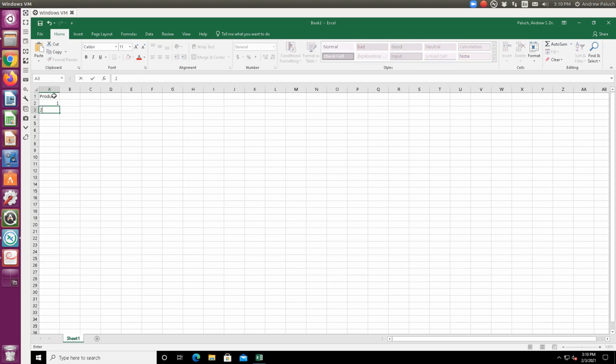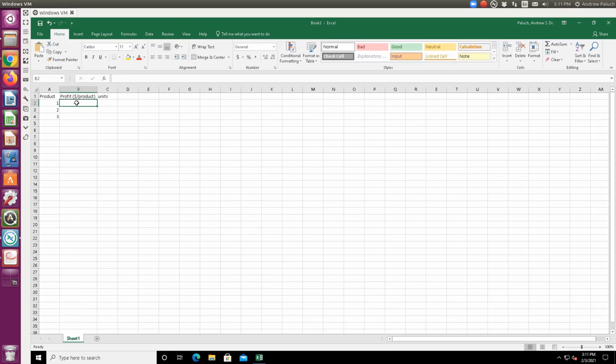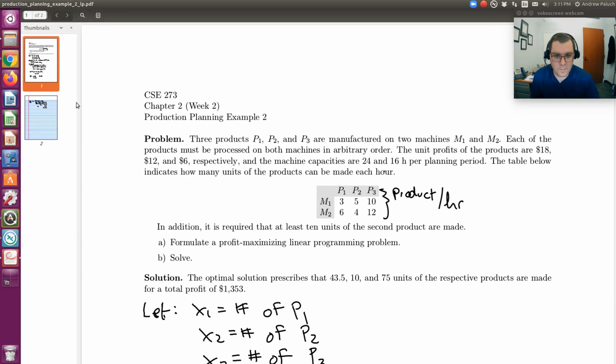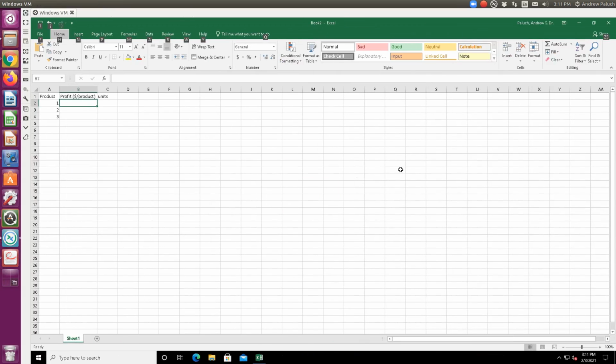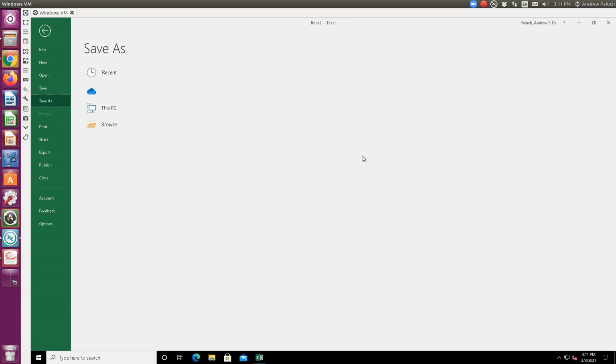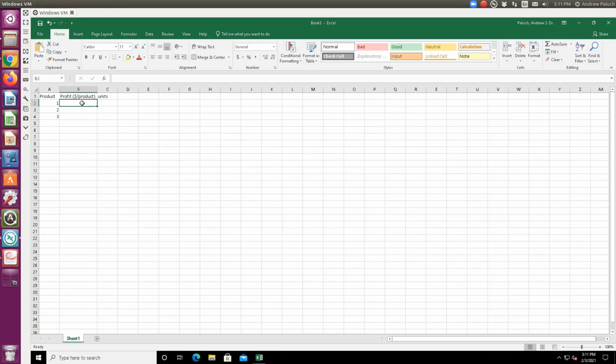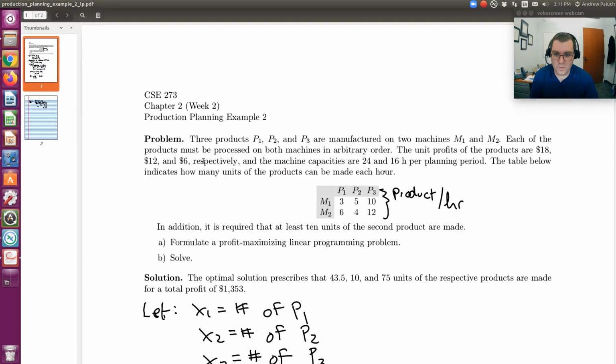So we'll have three products 1, 2, and 3. I'll need to know what the profit is in dollars per product, and then how many units of each product we have. So looking at the problem, the profits of the products are 18, 12, and $6. So that's 18, 12, and $6, and that's per unit.